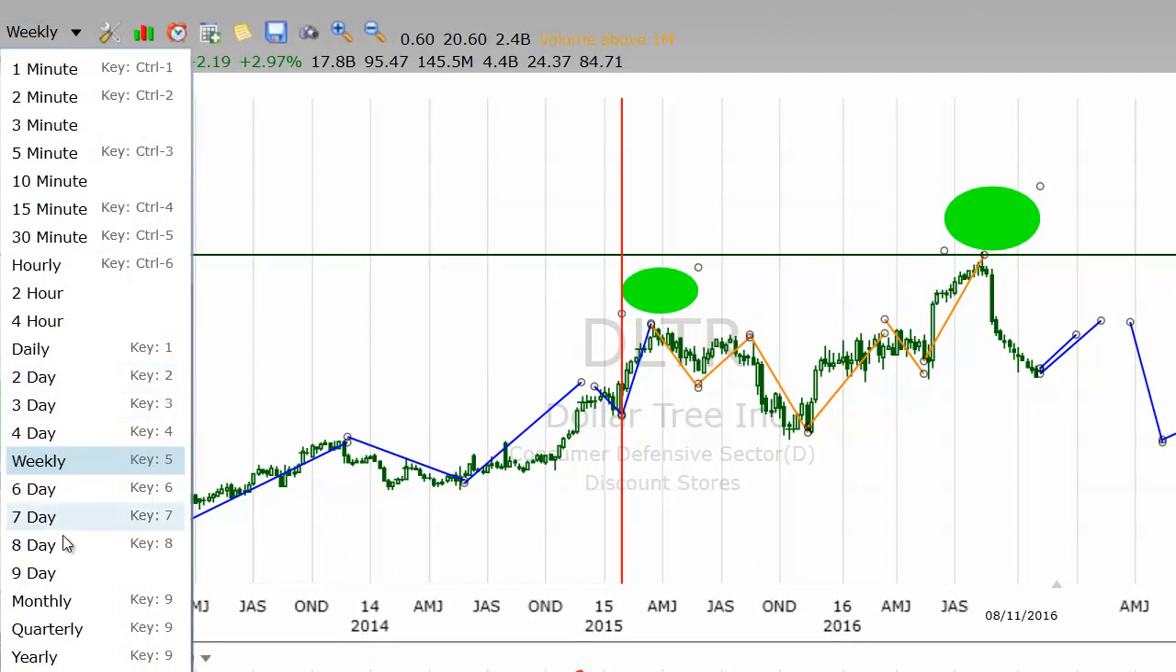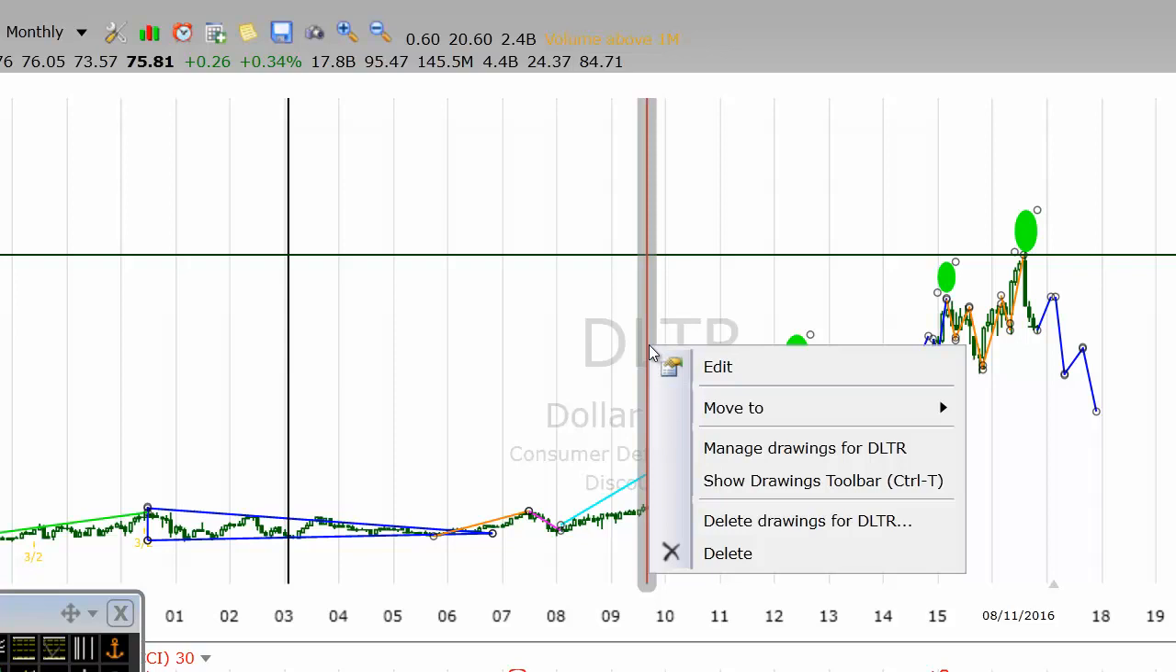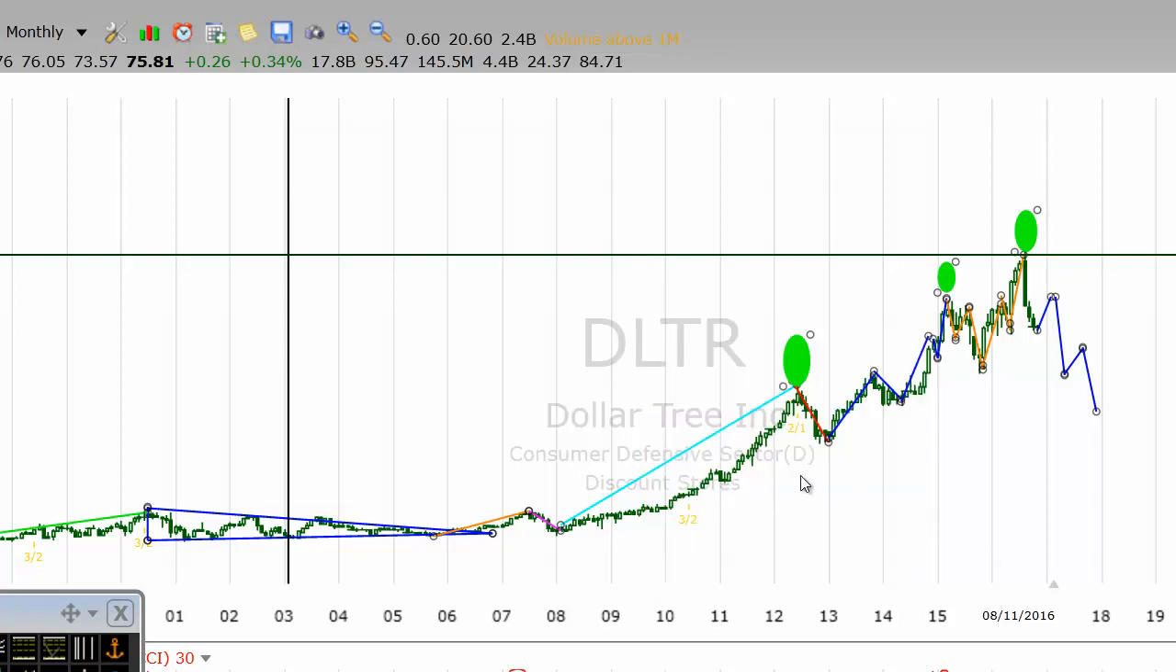So use different time frames, multiple time frames, when you are counting waves to investigate, to make sure that everything is working beautifully.